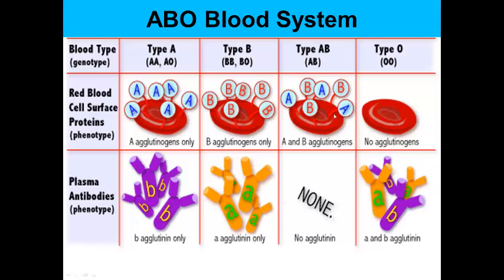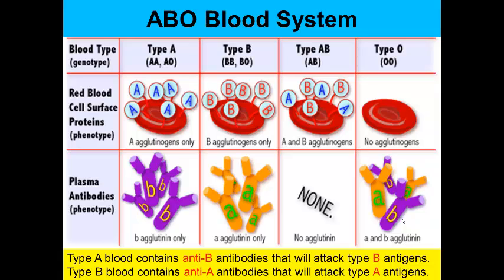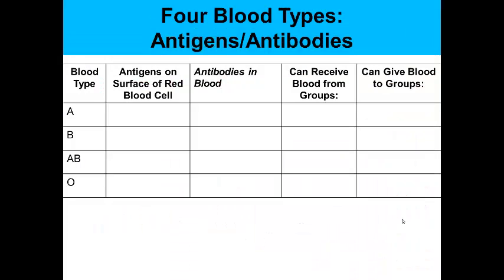AB have both A and B proteins on their red blood cells but no antibodies. And type O people have no proteins on their red blood cells, but they have antibodies to both A and B proteins. So type A blood contains anti-B antibodies that will attack type B antigens. Type B blood contains anti-A antibodies that will attack type A antigens.